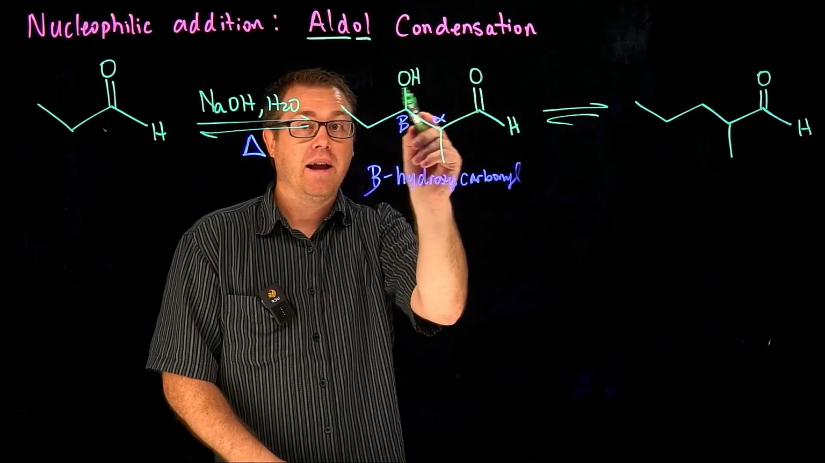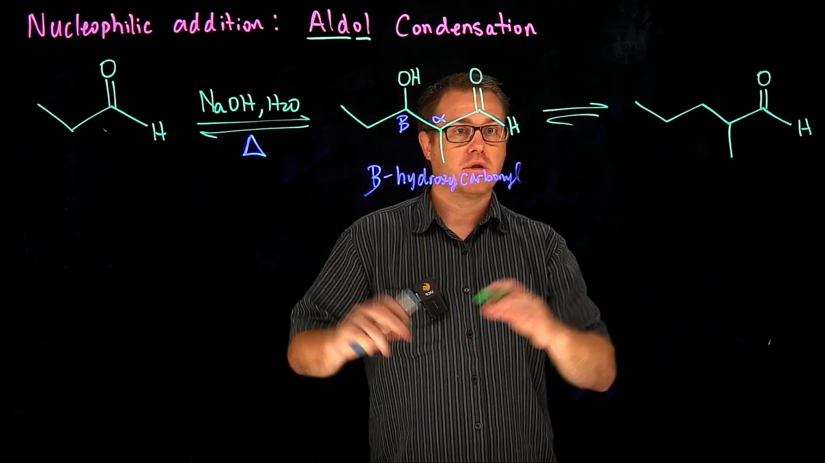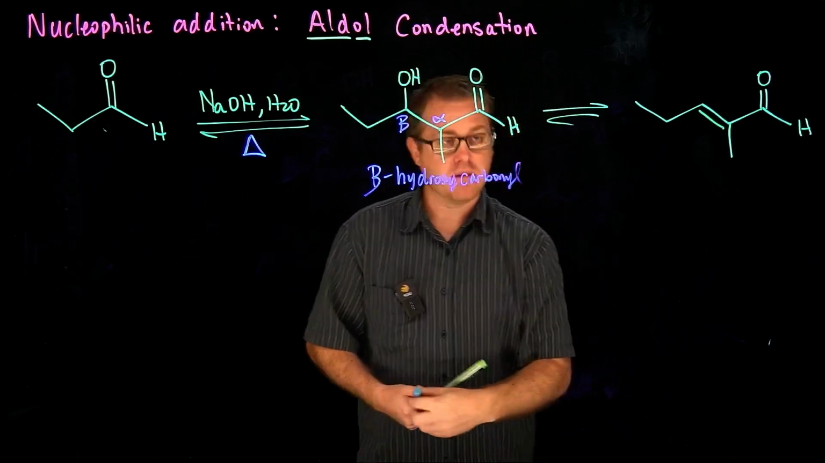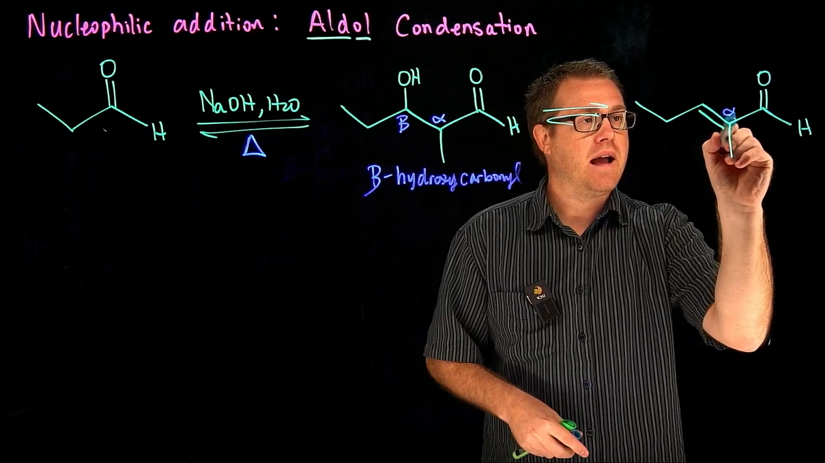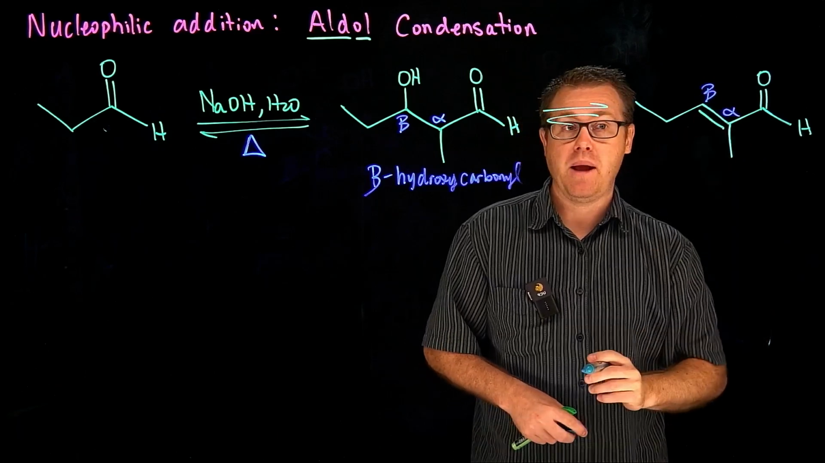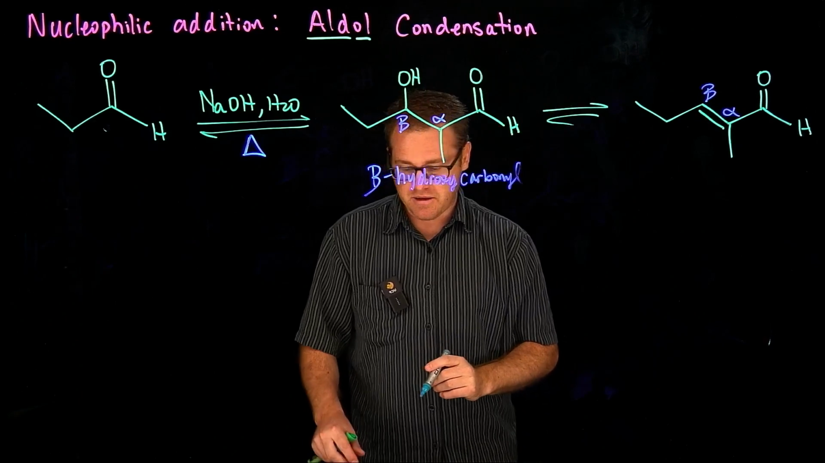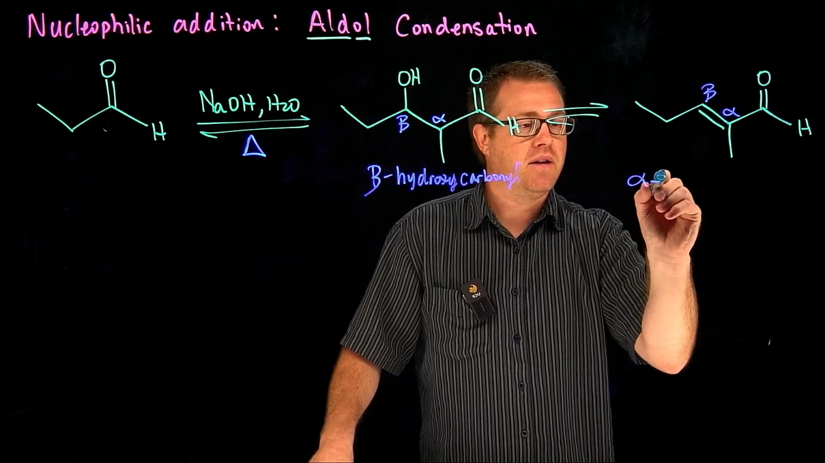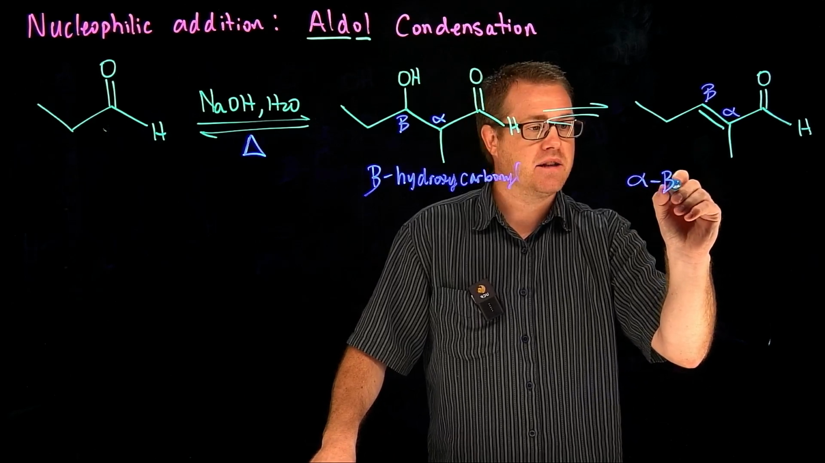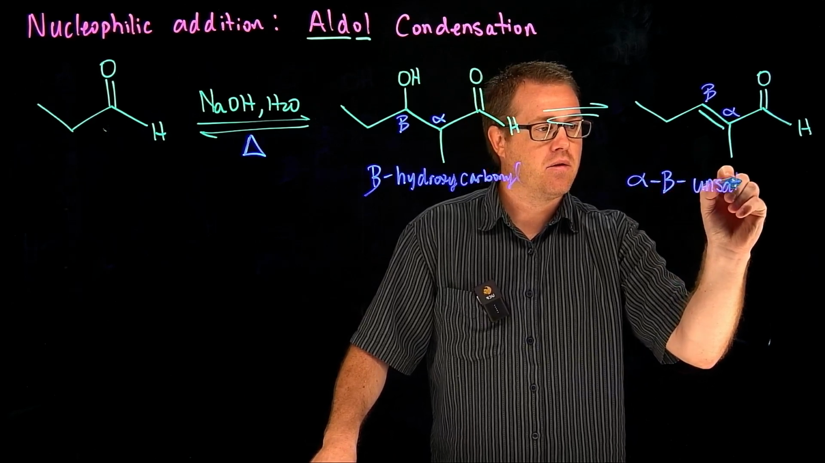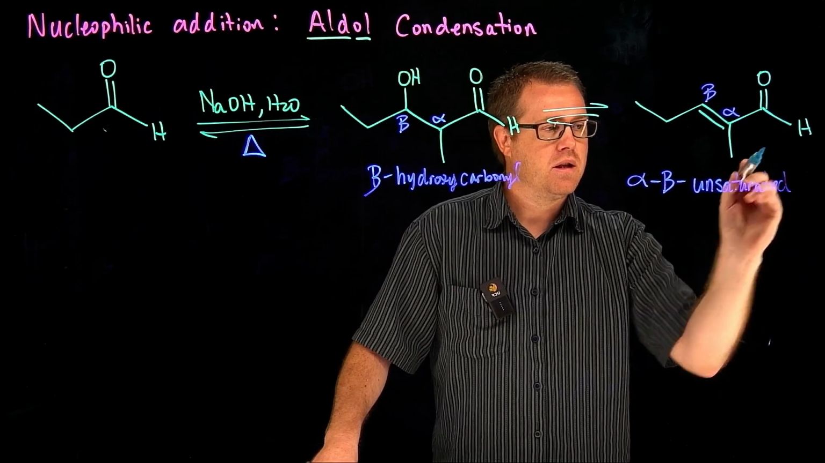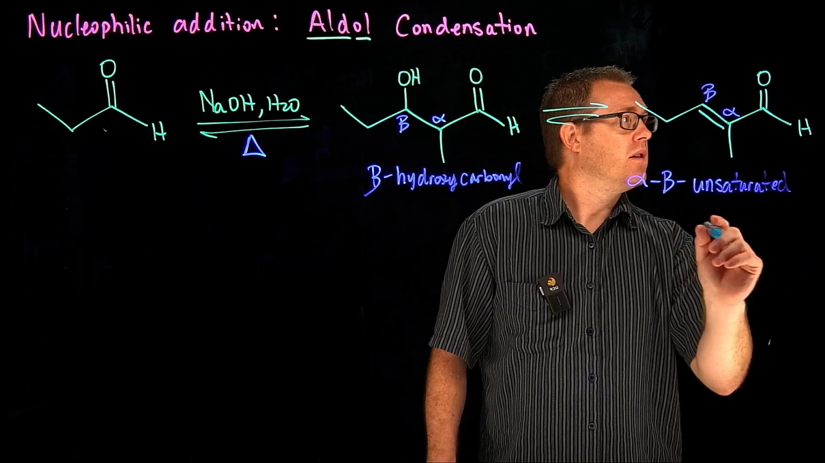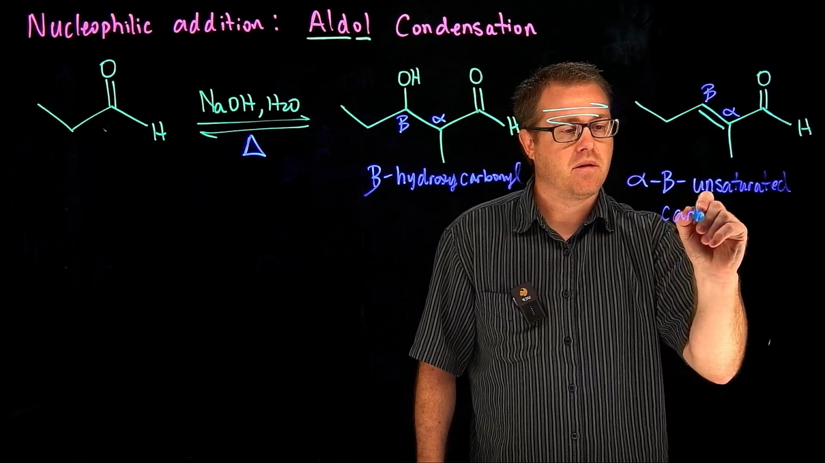The alcohol right here on the beta carbon goes away and is replaced with a double bond like that. So that's still our alpha, that's still our beta carbon, but you see how there's a difference now? And this compound is called the alpha beta unsaturated carbonyl compound.